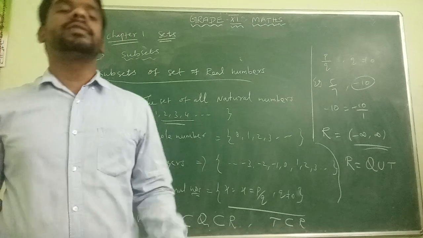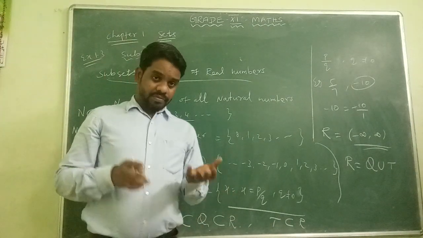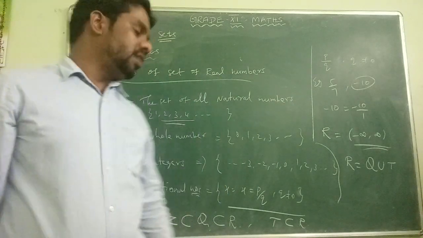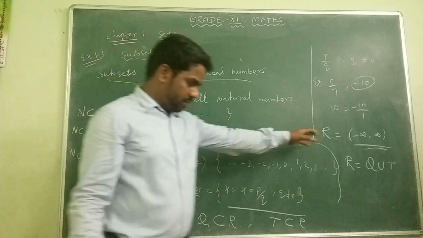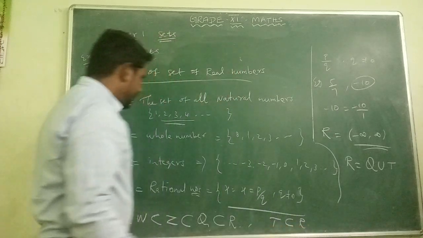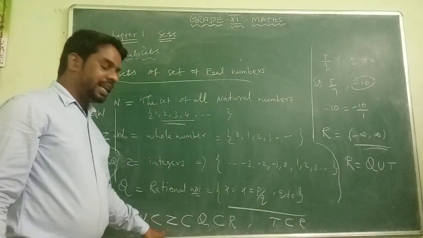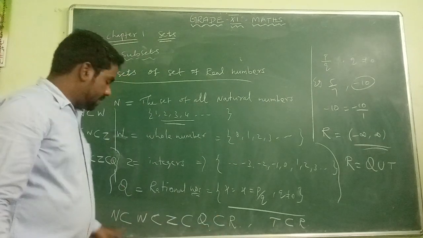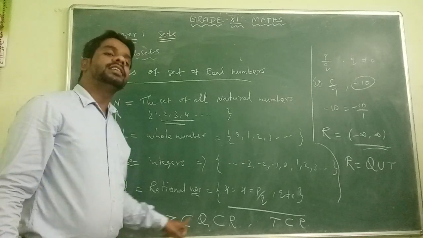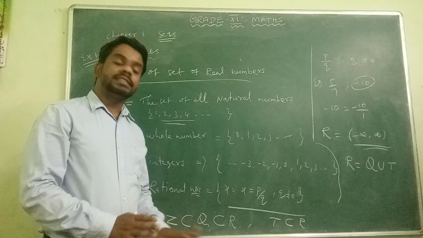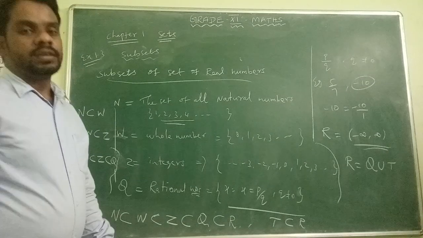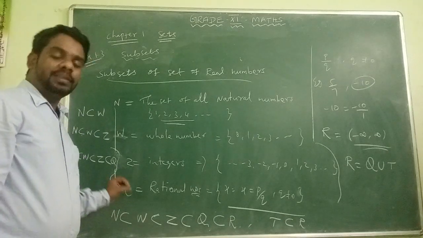Irrational numbers means roots of prime numbers, exponential numbers, and so on. Irrational numbers always belong to the set of all real numbers, so the set of irrational numbers is a subset of R. The set of natural numbers is a subset of W, Z, Q, and R. The natural, whole, integer, and rational numbers are all subsets of the real numbers. Very important and simple concept.